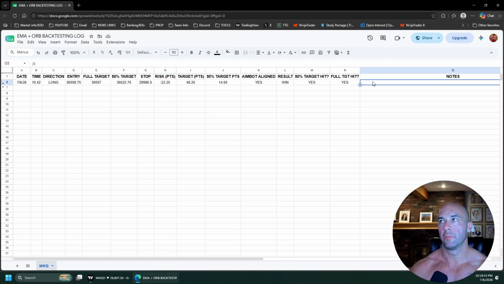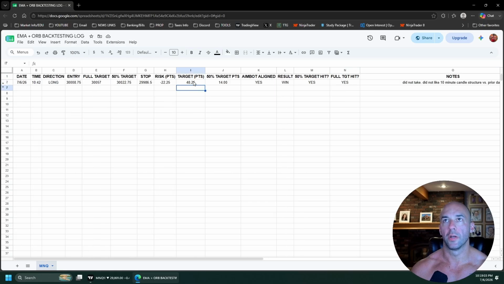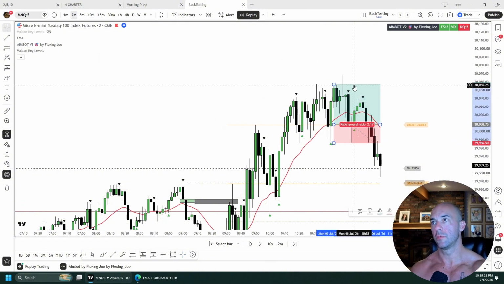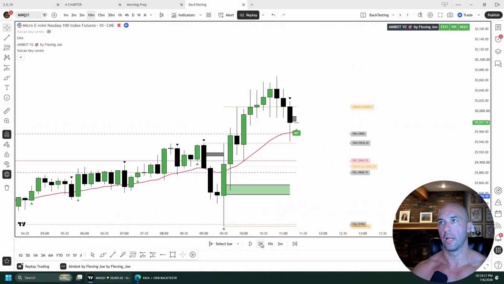So I'm going to add a note here. So there we have it. It says a target of 48 points, risking 22. So now if we will delete this, we don't need these anymore. Let's go back and look at what happens.